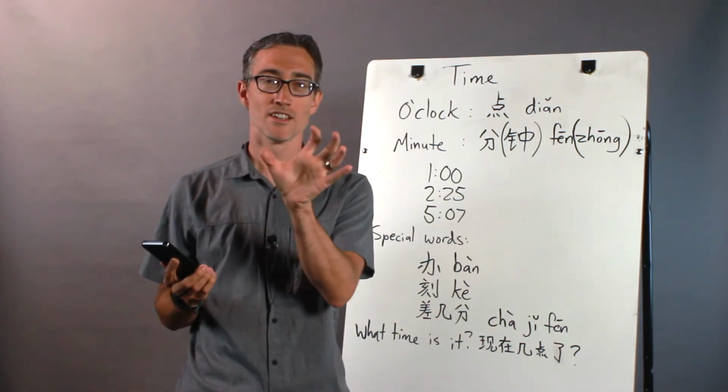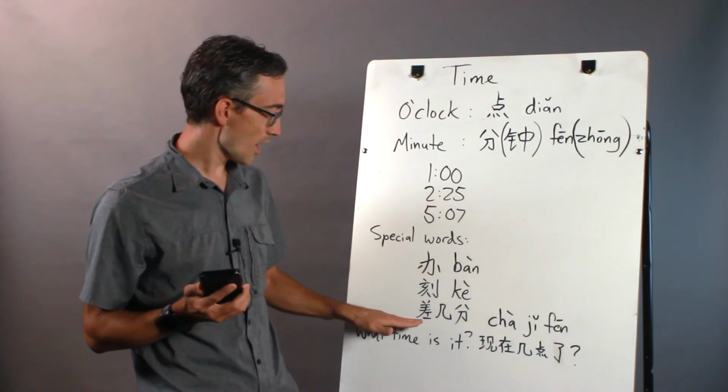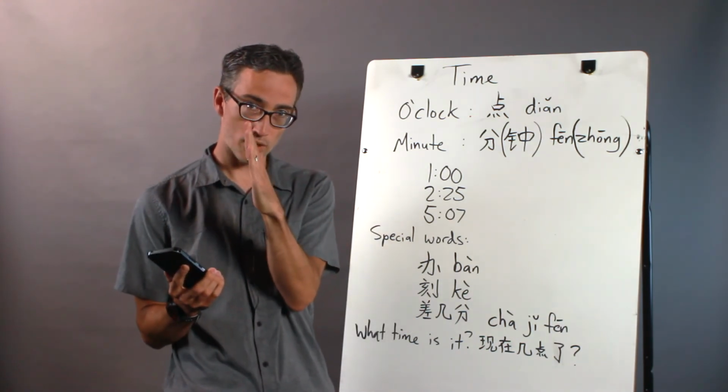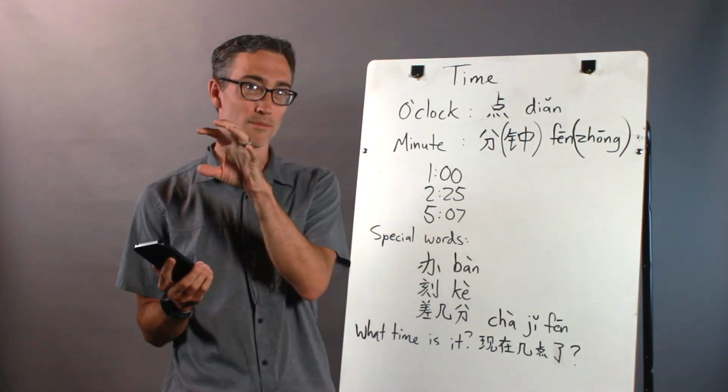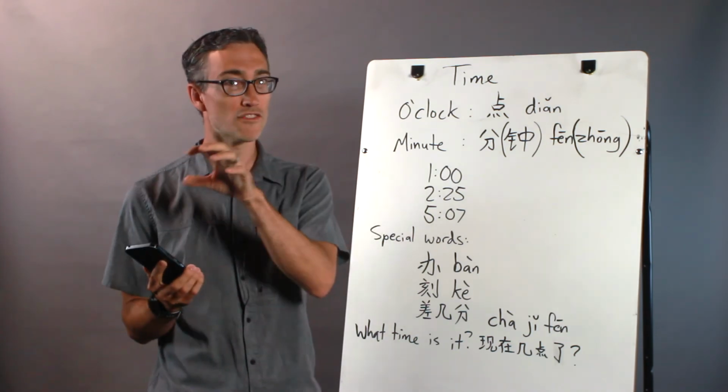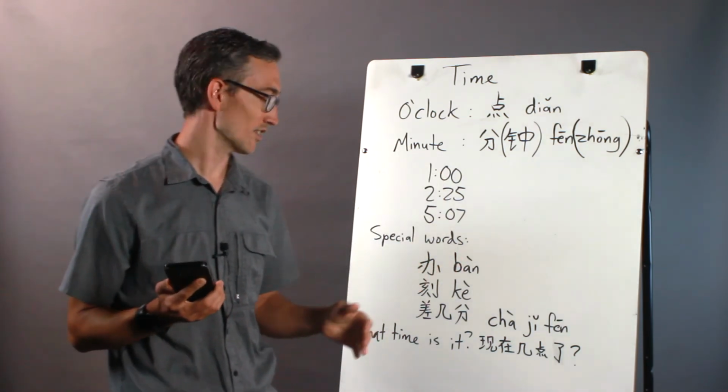So I put the phrase 差 means off, like not on point, but off. So it's off 10 minutes, 3 o'clock. That's how it would sound in Chinglish.